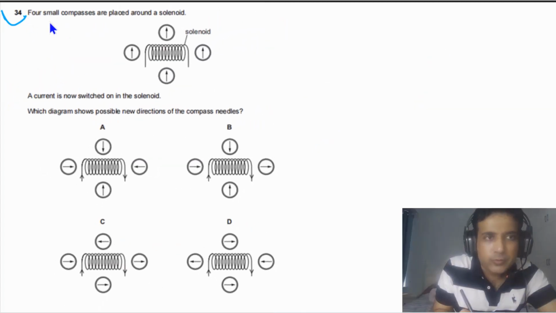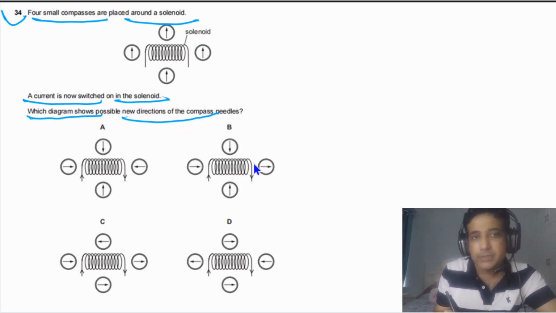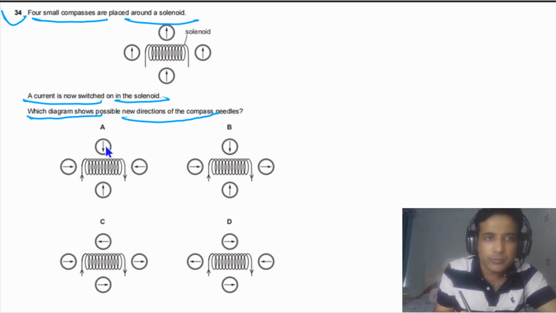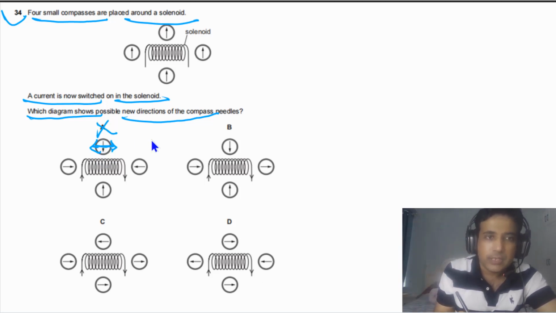Question number 34 says 4 small compasses are placed around a solenoid. The current is now switched on in the solenoid. Which diagram shows possible new directions of the compass needles? Now, if you look at the given options, option A and B, they are not possible because magnetic field at this point has to be to the right or to the left. It is given that the magnetic field is pointing vertically downwards. So this is not a possible answer. This is also not a possible answer. Now, our answer can be C, or it can be D.